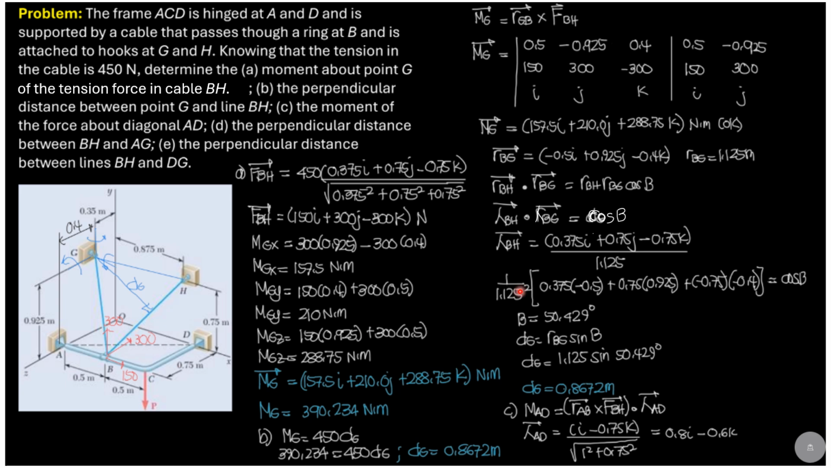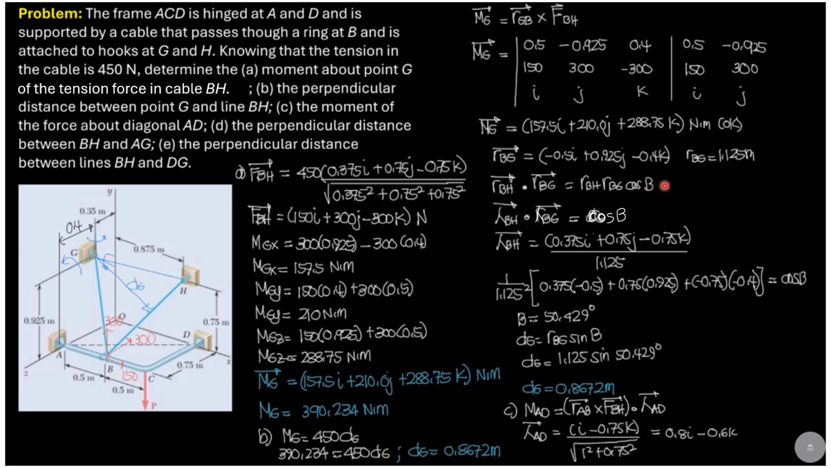But by the vector approach, I'm going to obtain the dot product of RBH with RBG and vice versa. That's the same; the product is commutative. By expansion, it is equal to RBH RBG cosine of beta. So let's find beta.